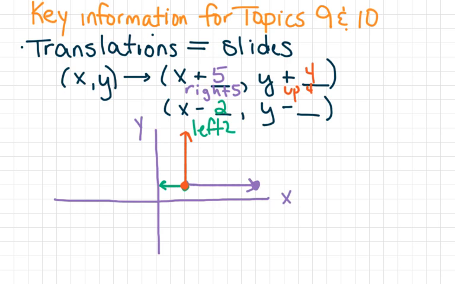And then we have a minus sign. So if I have Y minus 6, I take my Y value and I move it down 6. And it would be right there. So down 6 if it's minus with the Y.